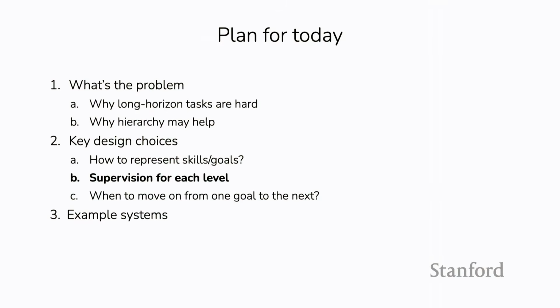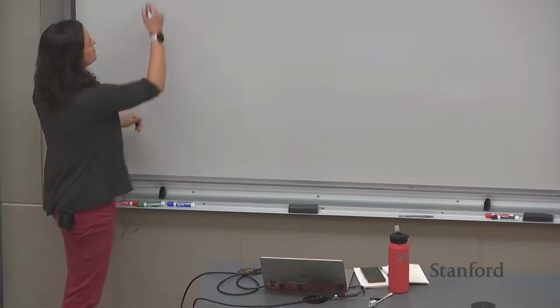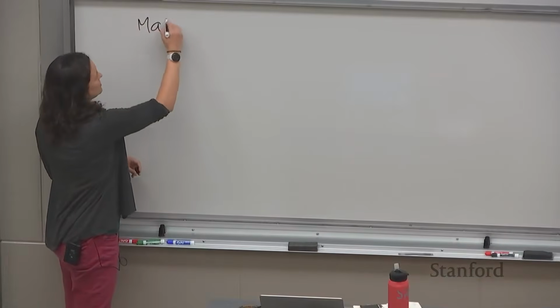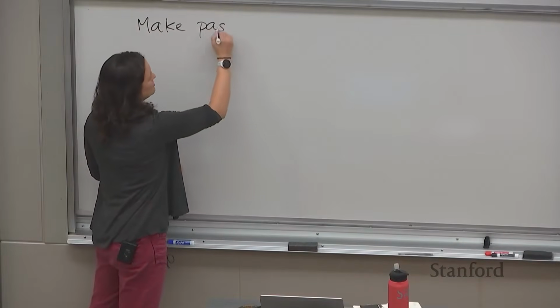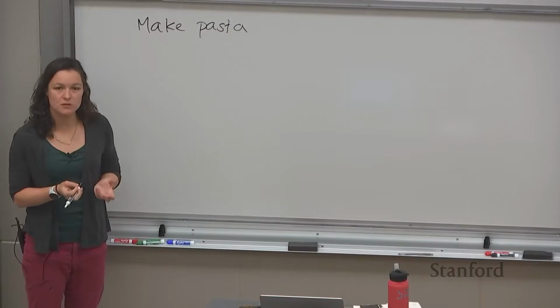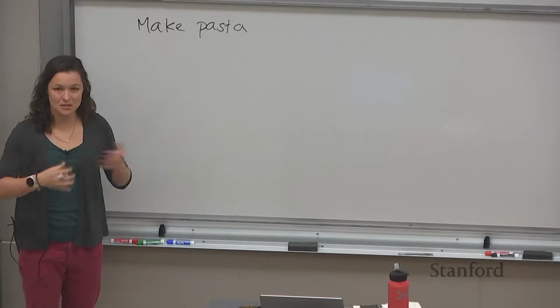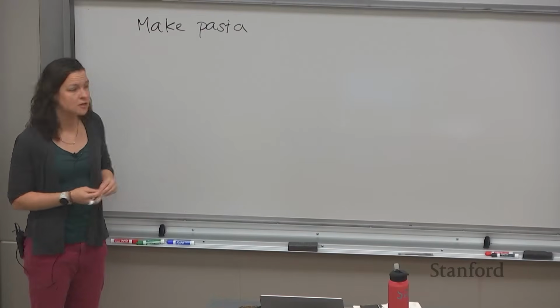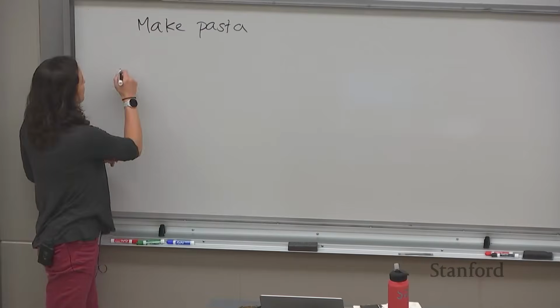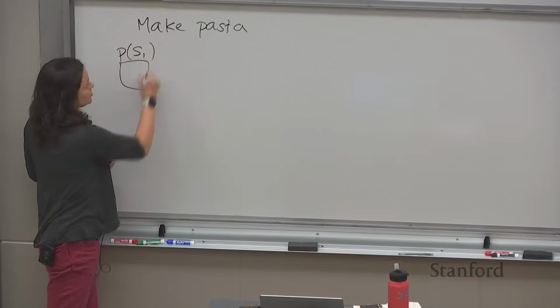Now let's talk a little bit about the supervision for each level. And for this, I think it's helpful to consider an example. So let's consider an example where you're making pasta. And I chose this to be a slightly simpler long horizon task. And you could imagine there being a few steps involved for doing this. And we can abstractly think about the state space for this task and reaching different intermediate steps for this. So for example, let's say that this is your initial state distribution.